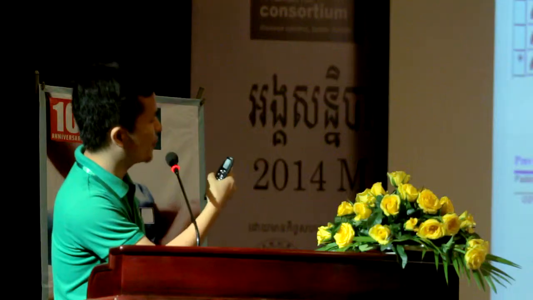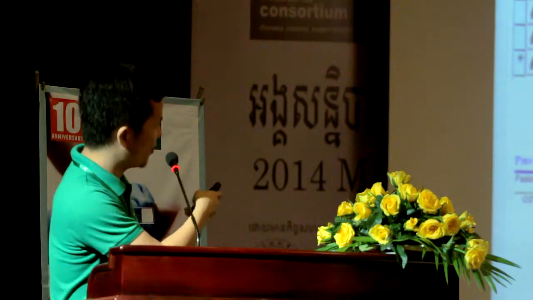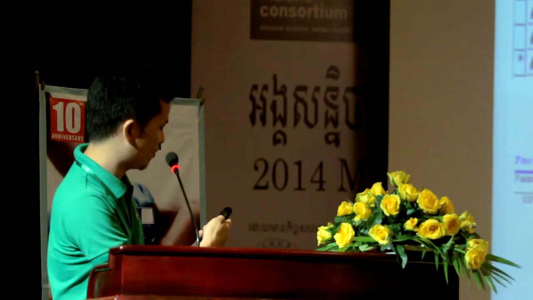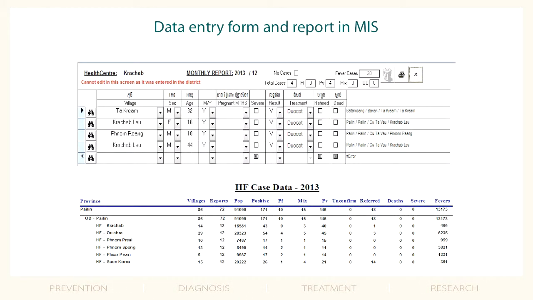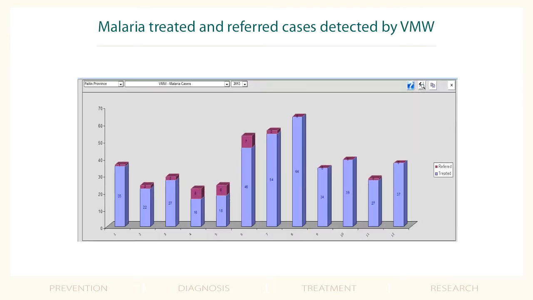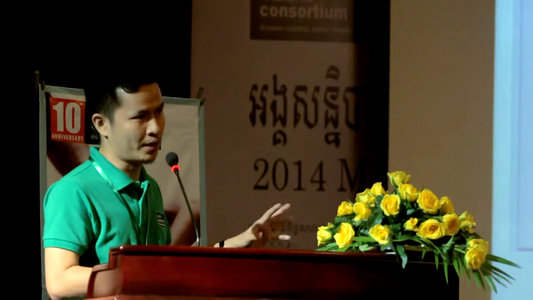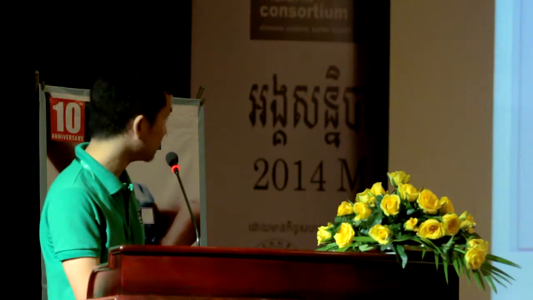After they enter the data, they can produce a report like this. This system can also produce graphs as well. So we don't need an expert statistician. Just press the button, and the system will generate the graph or report automatically. Also, from the system, users can plot the malaria cases in Google Earth as well.